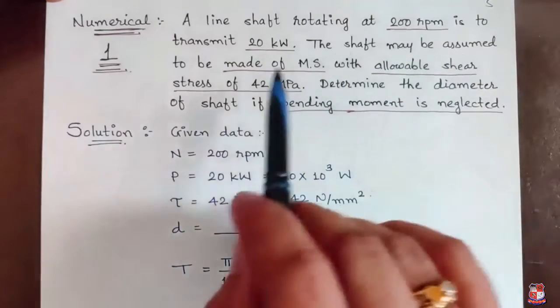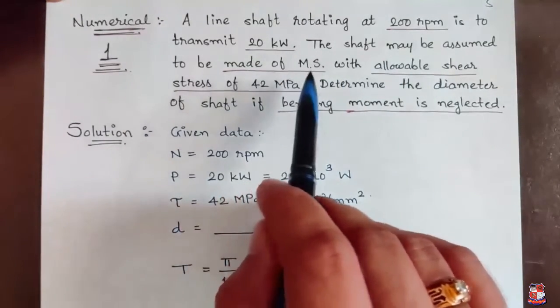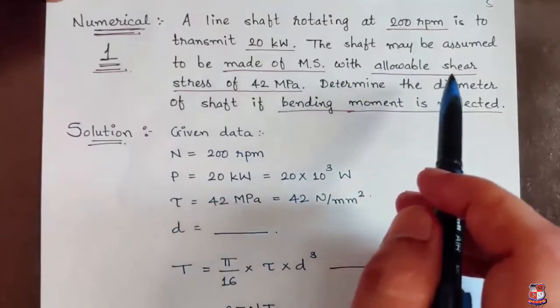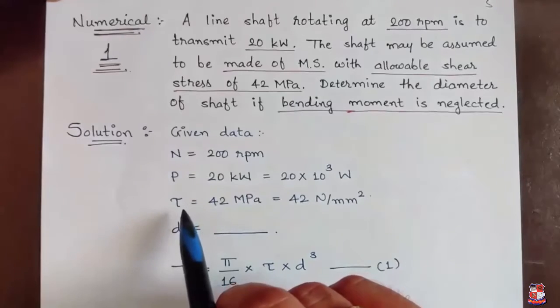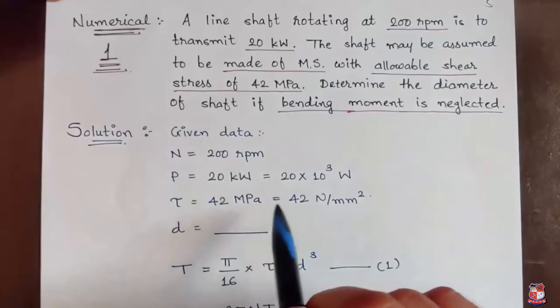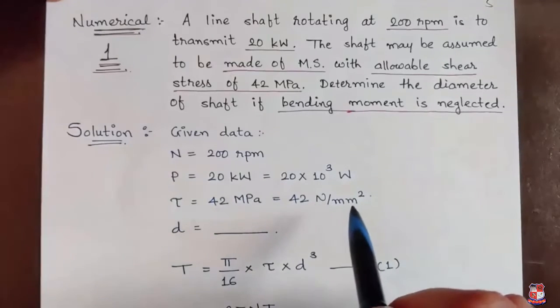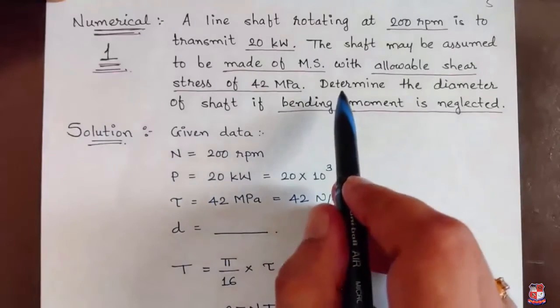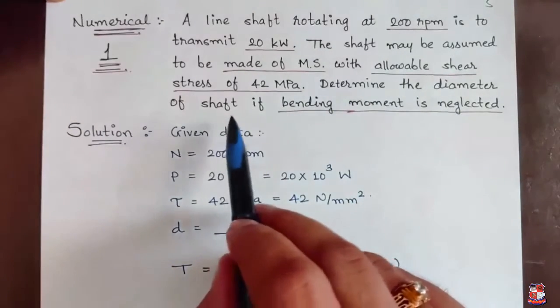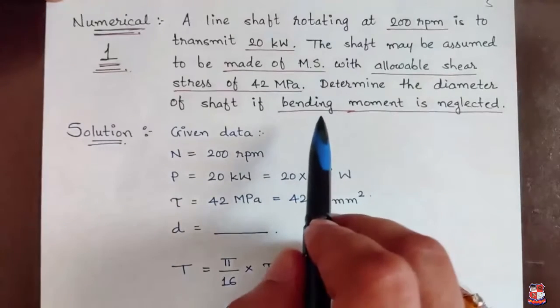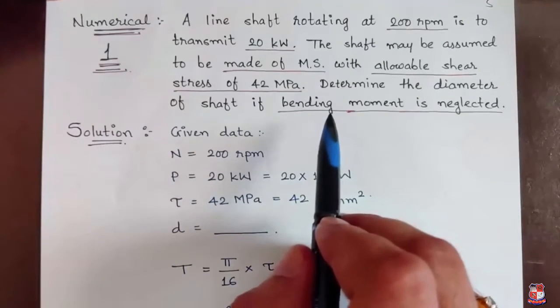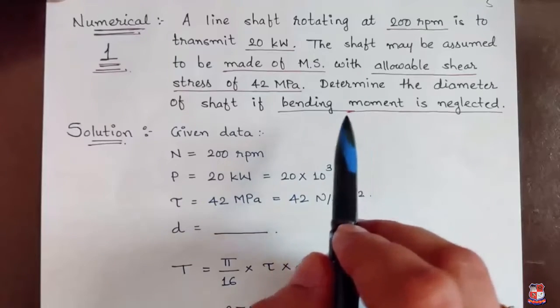The shaft may be assumed to be made of mild steel with allowable or permissible shear stress of 42 megapascal. So tau is given, 42 megapascal means 42 Newton per mm square. And we have to determine the diameter of the shaft if bending moment is neglected. It means in this numerical, we do not have to consider bending moment.